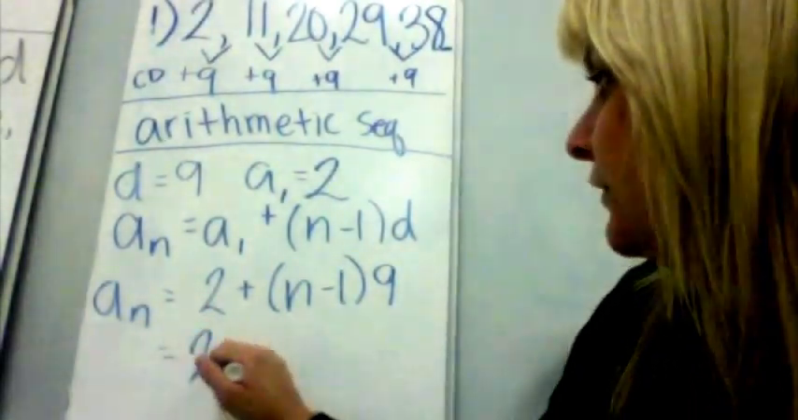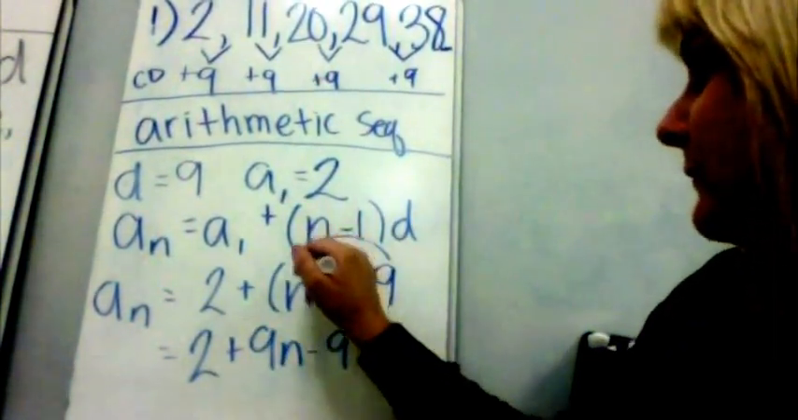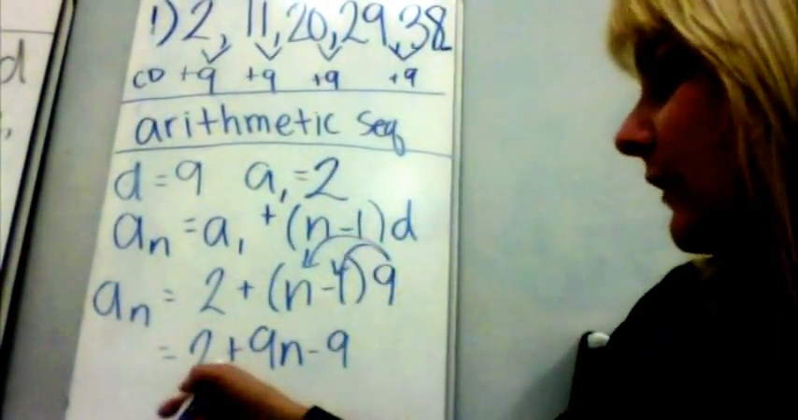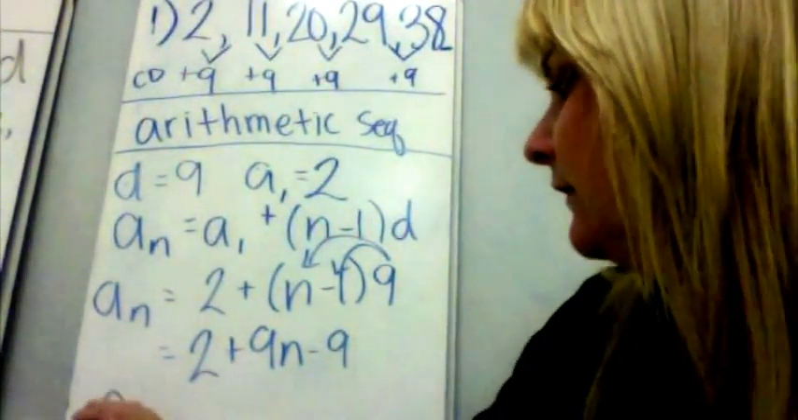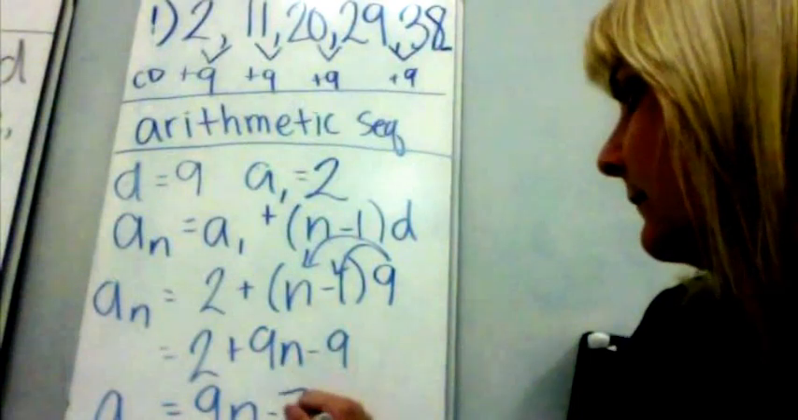So this will equal 2 plus 9n minus 9, excuse me. Combine our like terms of 2 and negative 9. So our rule, a sub n equals 9n minus 7.